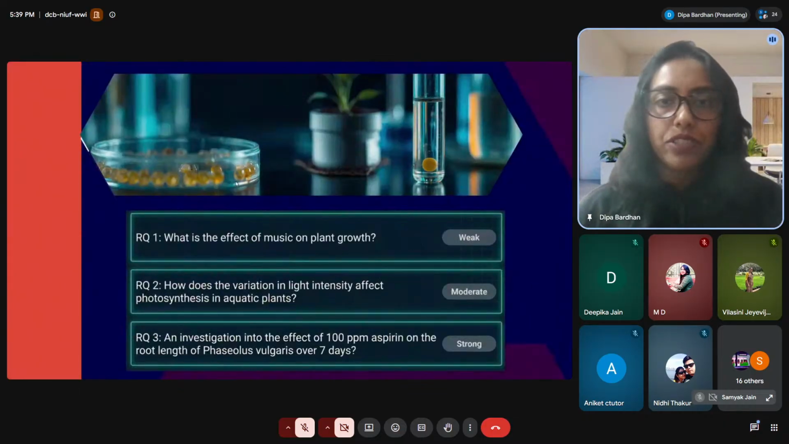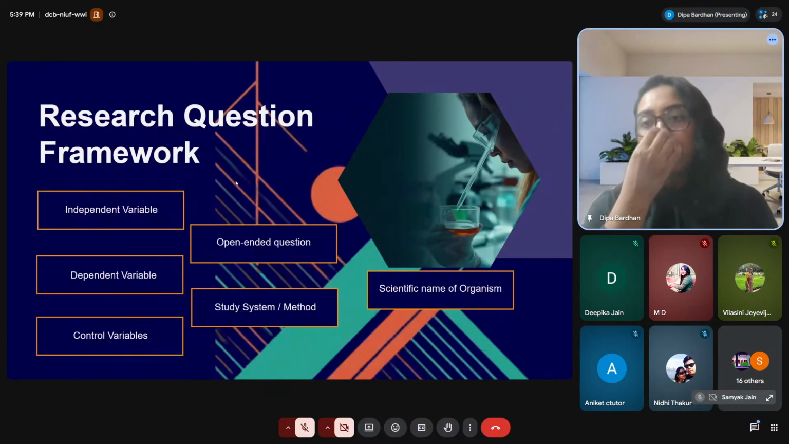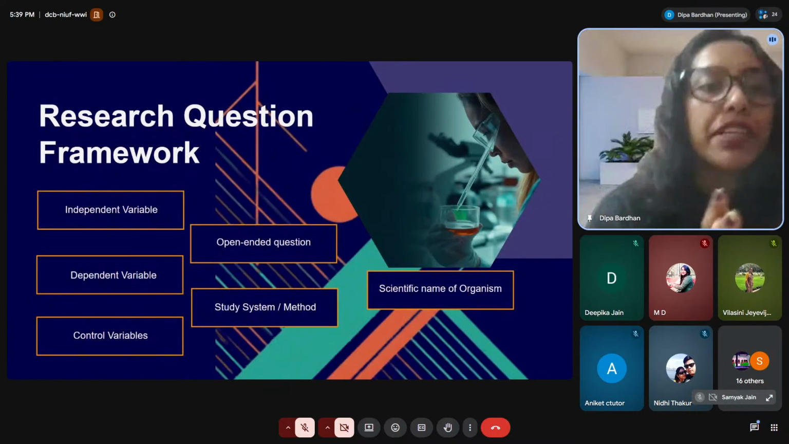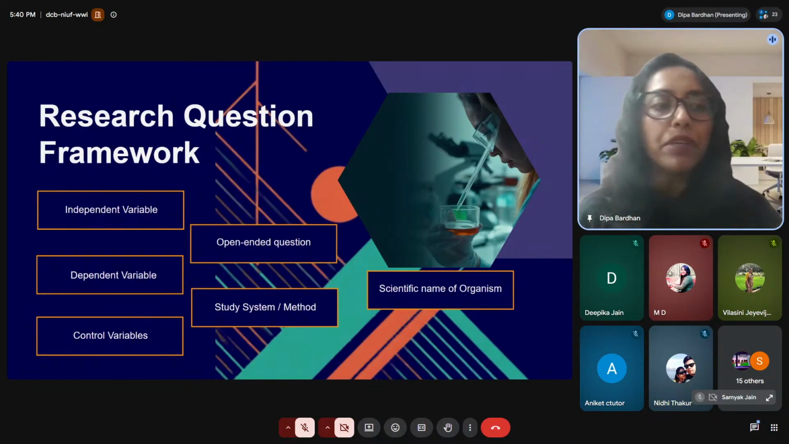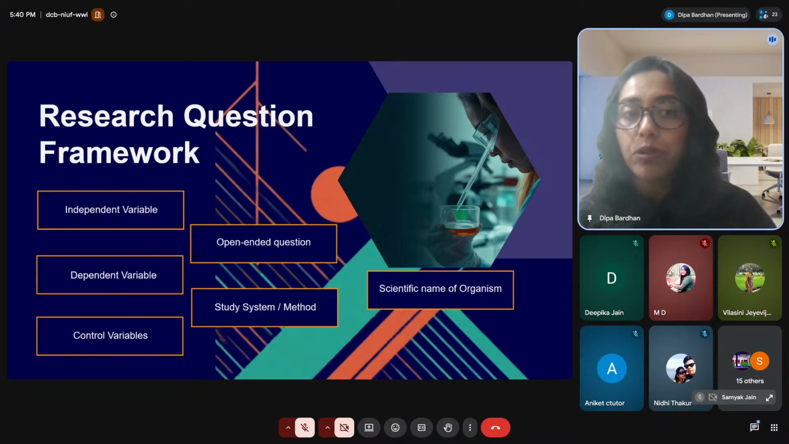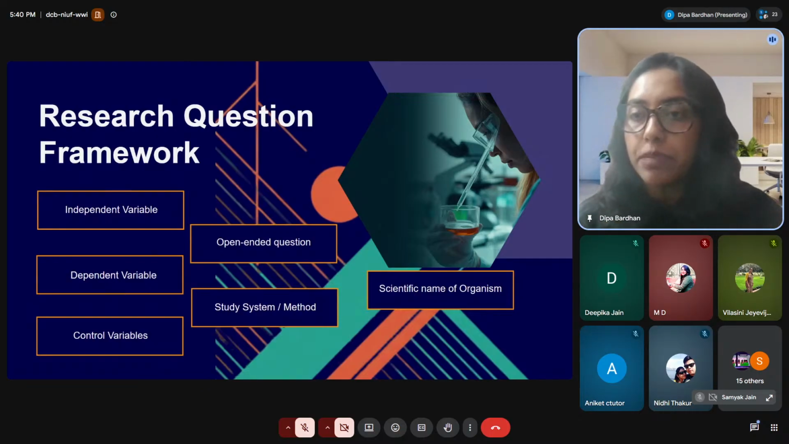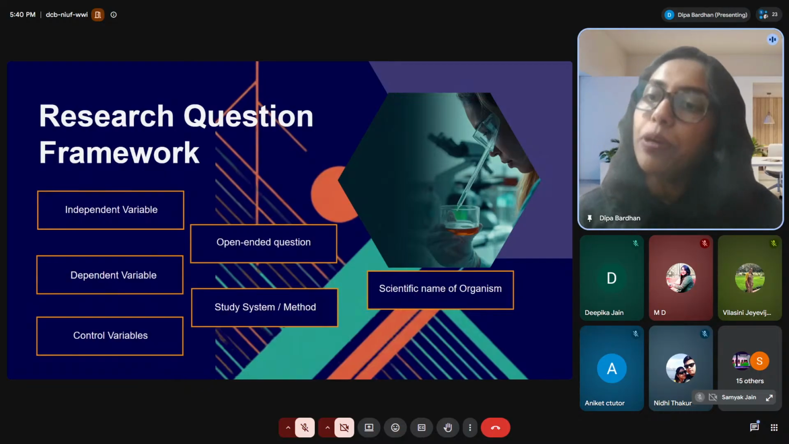Okay. So coming to, for the students, particularly this slide, research question framework. There is a particular framework for formulating the research question. What all you need to include: independent variable, dependent variable, control variables. To be a little faster, I will add here only control variables: for a high scoring IA, you need at least 5.